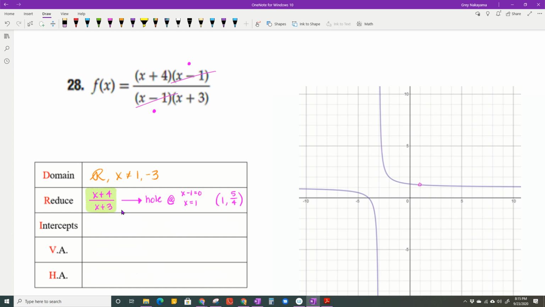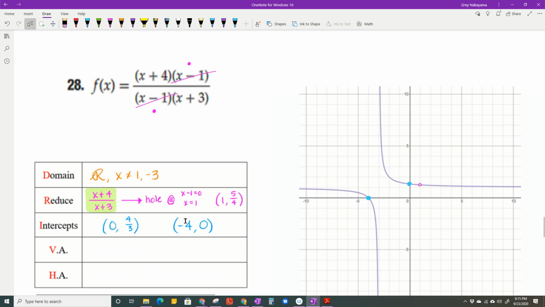Okay, intercepts. Again, I'm using this one that's highlighted in green. So what I'm doing is plugging in 0 for x. If I plug in 0 for x, I get 4/3. If I plug in 0 for y, that means I put the top equal to 0, and that's going to be negative 4. So let's go see. 0, 4/3, that's right there. And negative 4, 0 is right there. So I'm good.